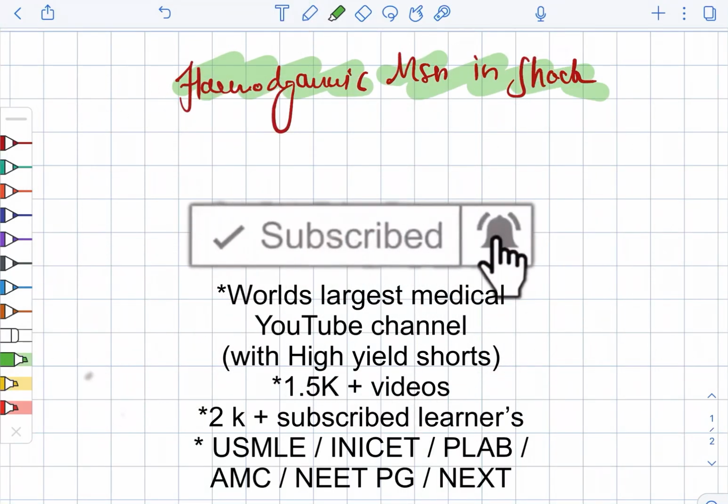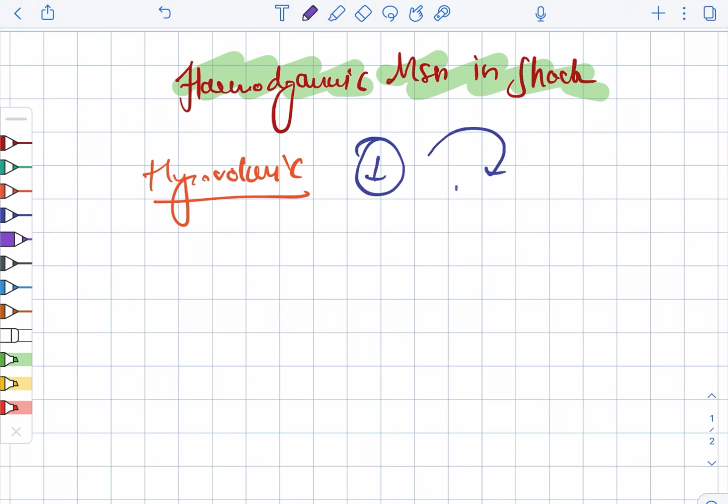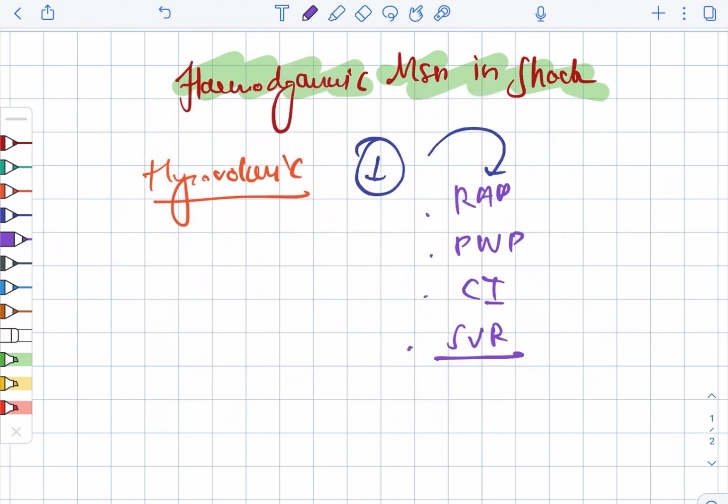Hemodynamic measurements in shock. Firstly, we are going to look at hypovolemic shock. Here, we are looking at what is decreased. There are many things decreased. The right atrial pressure is decreased, as well as the pulmonary wedge pressure, and the cardiac index is also decreased. The systemic vascular resistance is decreased. No, it is not decreased. Systemic vascular resistance is increased. This is in the case of hypovolemic shock.